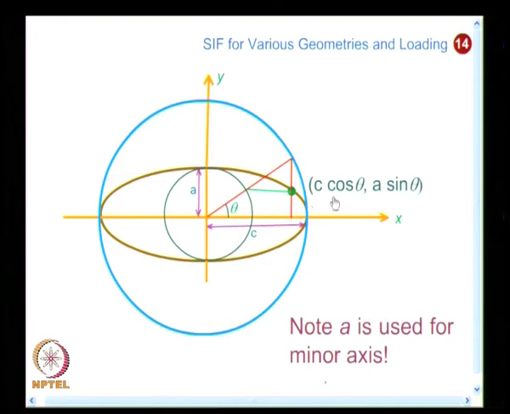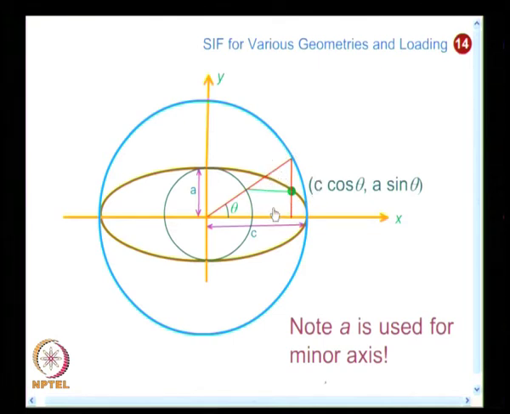So, it is a parametric representation. Whatever the value of k 1, we have seen that as an expression involving theta, this corresponds to the point shown as green on the ellipse. So, as you change theta, you will get for various points what is the value of stress intensity factor from that expression. How to locate the point for a given theta is depicted in this figure.